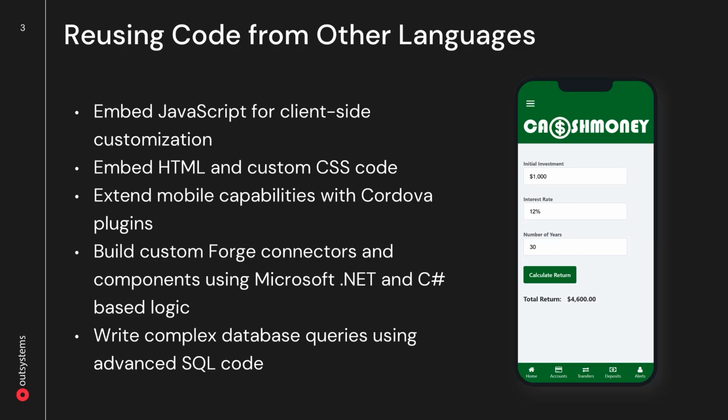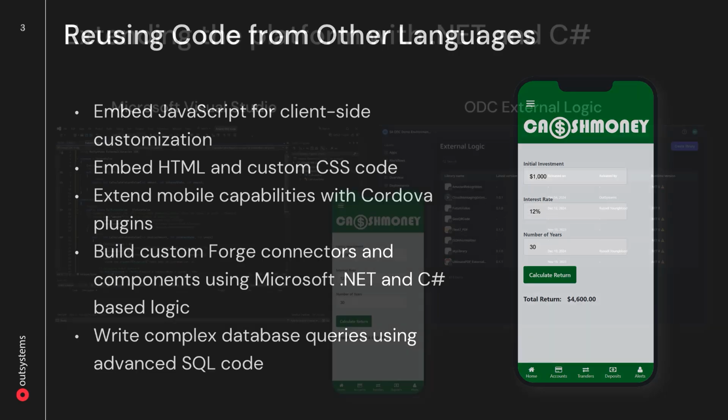When building mobile applications in OutSystems, you can also extend the application capabilities by using custom Cordova plugins. When working with data, you have the ability to write complex SQL queries instead of using visual aggregates, and you can also build custom components using .NET and C# to extend the capabilities of your applications.